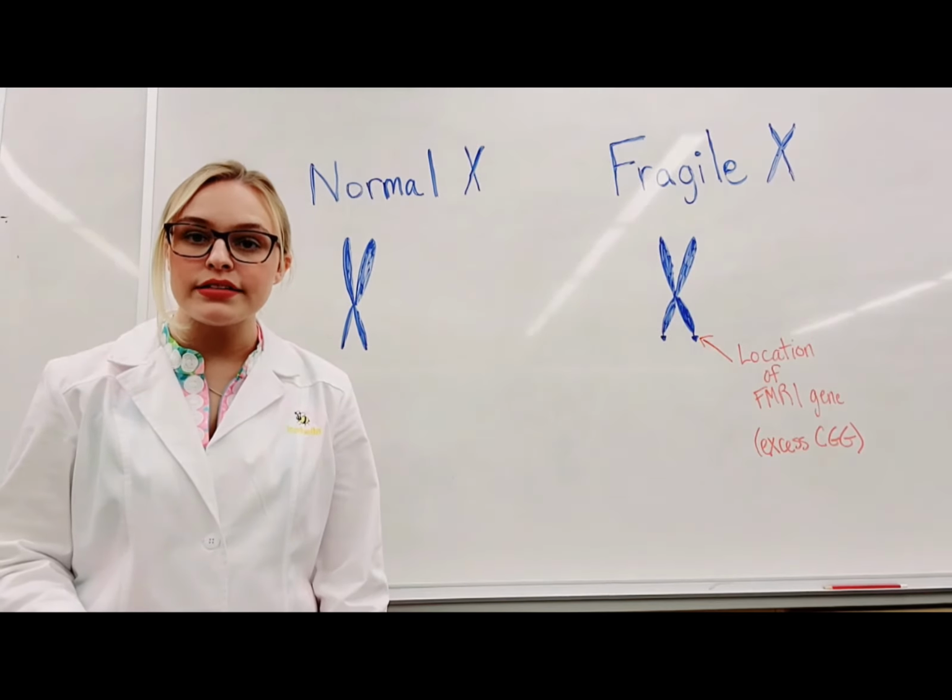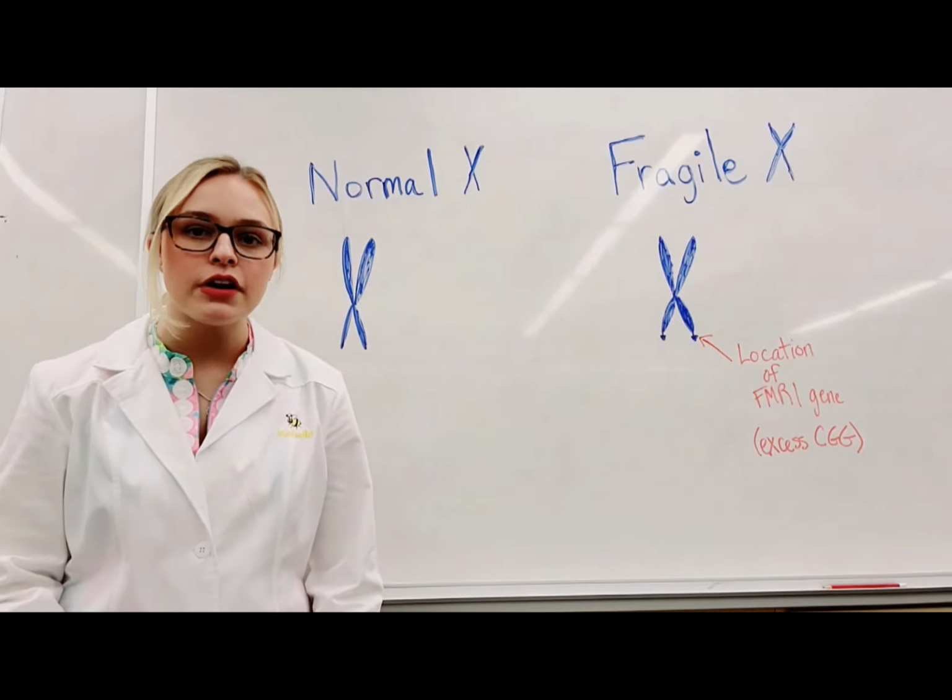With Fragile X, remember there's a funky end on the end of the X chromosome. This is what a normal X chromosome looks like, and this is what a fragile X chromosome looks like. You can see there's this little funky, weird tail at the end on both chromatids. This is where the FMR1 gene is located.